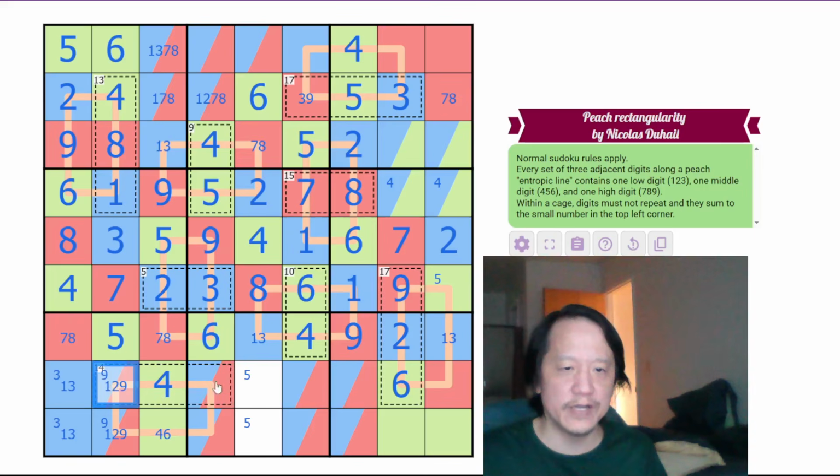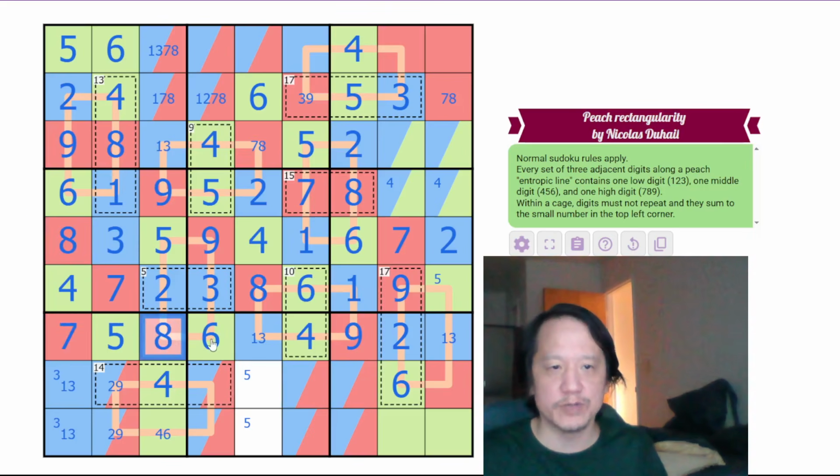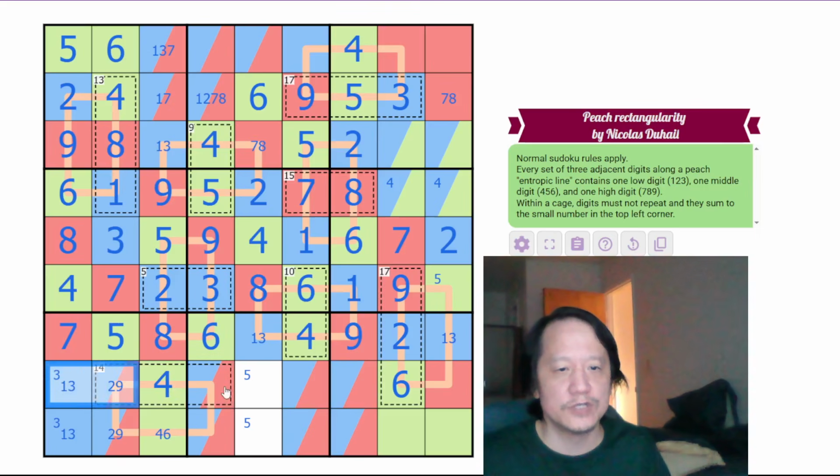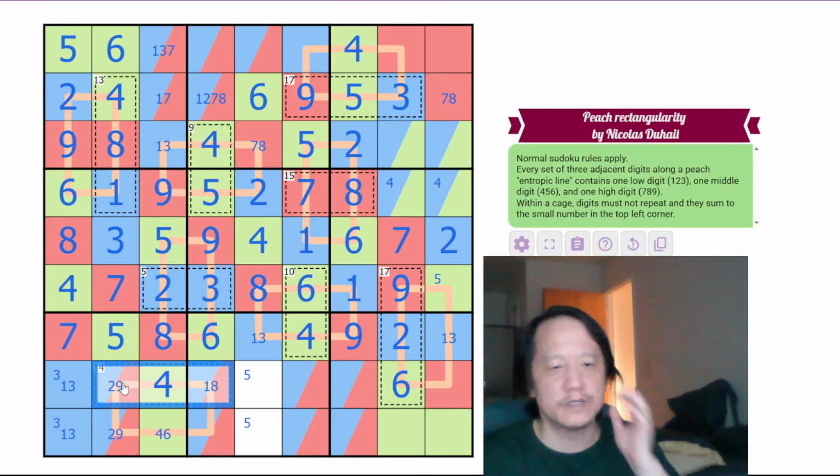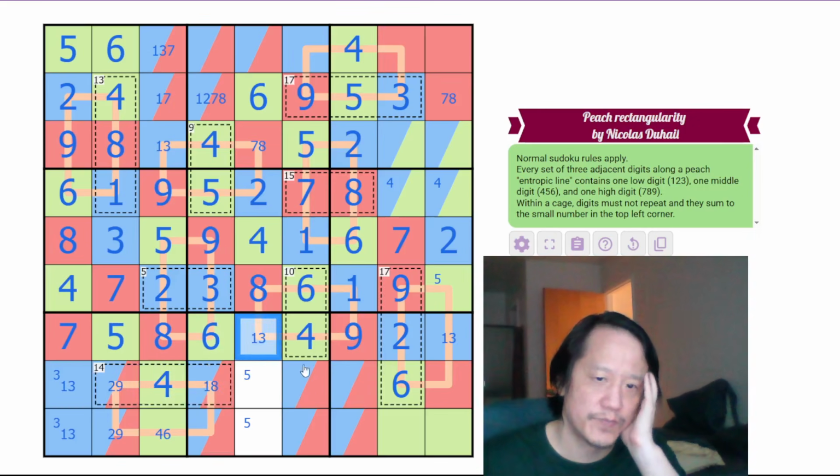That means the remaining 2 digits must add up to 10, which is 14 minus 4. 8 eliminates 8 here, so it's 7, which makes this 8. That eliminates 8 as a possibility here. 3 eliminates 3 there, so it's 9. These two add up to 10. So it's 1 and 9, or 2 and 8 here as possibilities.